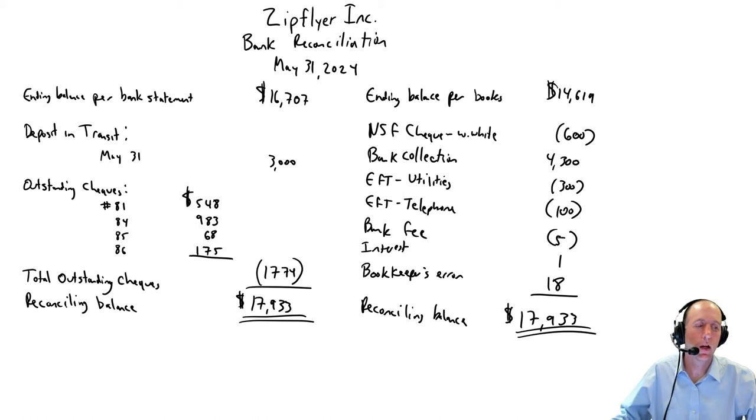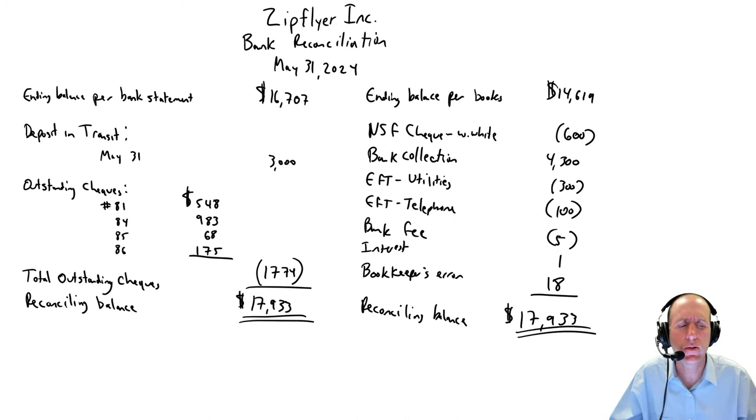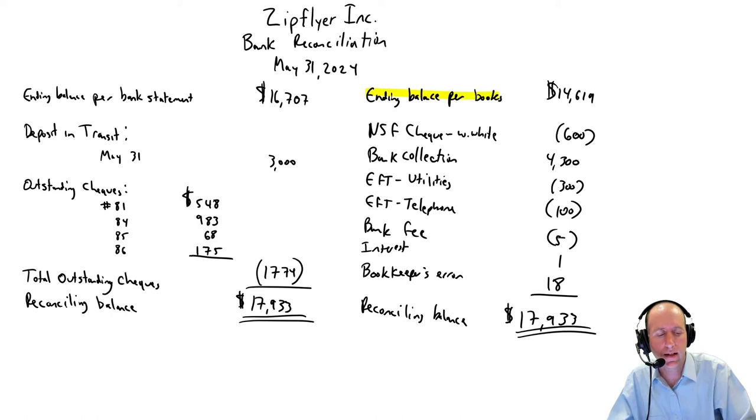We have just completed Zipflyer Inc.'s bank reconciliation. Time to do journal entries. Now you might say, well, wait, what are the journal entries? Why do I need to do journal entries? The answer is all about this right-hand side, all about this column below there.